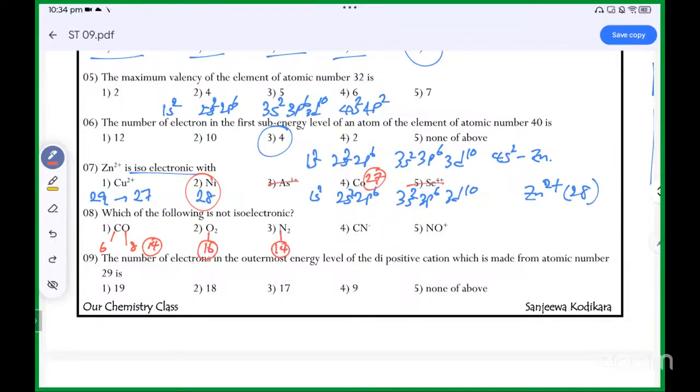CN minus, there is a minus there. Carbon is 6, nitrogen is 7. Minus means we add 1 because one additional electron has been added. So altogether that is 14. Here nitrogen is 7, oxygen is 8, that is NO plus, right? So this is minus 1. So altogether this is also 14. So which is not isoelectronic? The answer should be O2, the second answer.